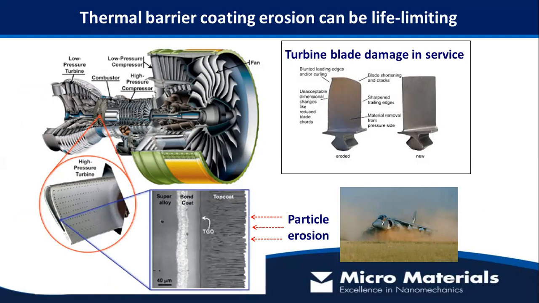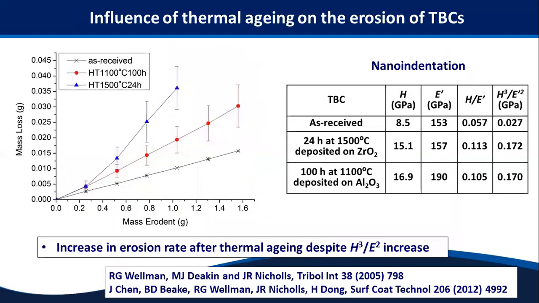microstructure. So this is a very nice example from the aerospace industry. In a jet engine, a TBC system to protect the superalloy from very high temperatures is subjected to particulate erosion, particularly in dusty environments. And this can lead to dimensional changes in the turbine blades, and this can decrease engine efficiency and even ultimately lead to engine failure. So this is an important area for Rolls-Royce, and they've been looking at this for some time. And in this example, they've been looking at the effect of thermal aging on the erosion performance of these different TBC systems.